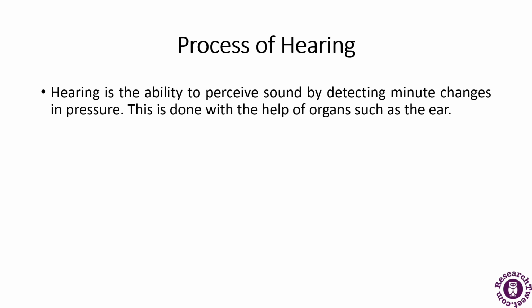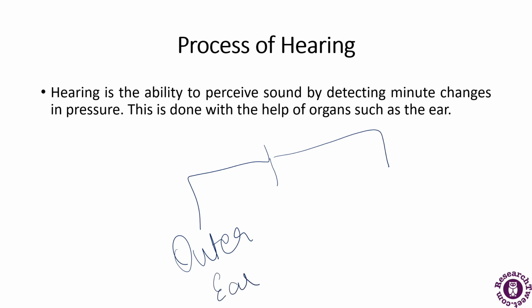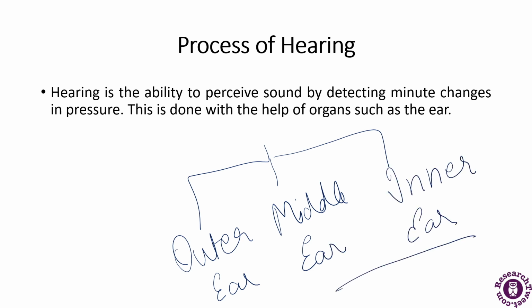Now, the process of hearing. What is hearing? Hearing is the ability to perceive sounds by detecting minute changes in pressure. This is done with the help of several organs present in the ear. The ear is divided into three parts: the outer ear, which we have already described, called the pinna, then the middle ear, which we will discuss in detail, and the inner ear. This is the structure of the human ear.